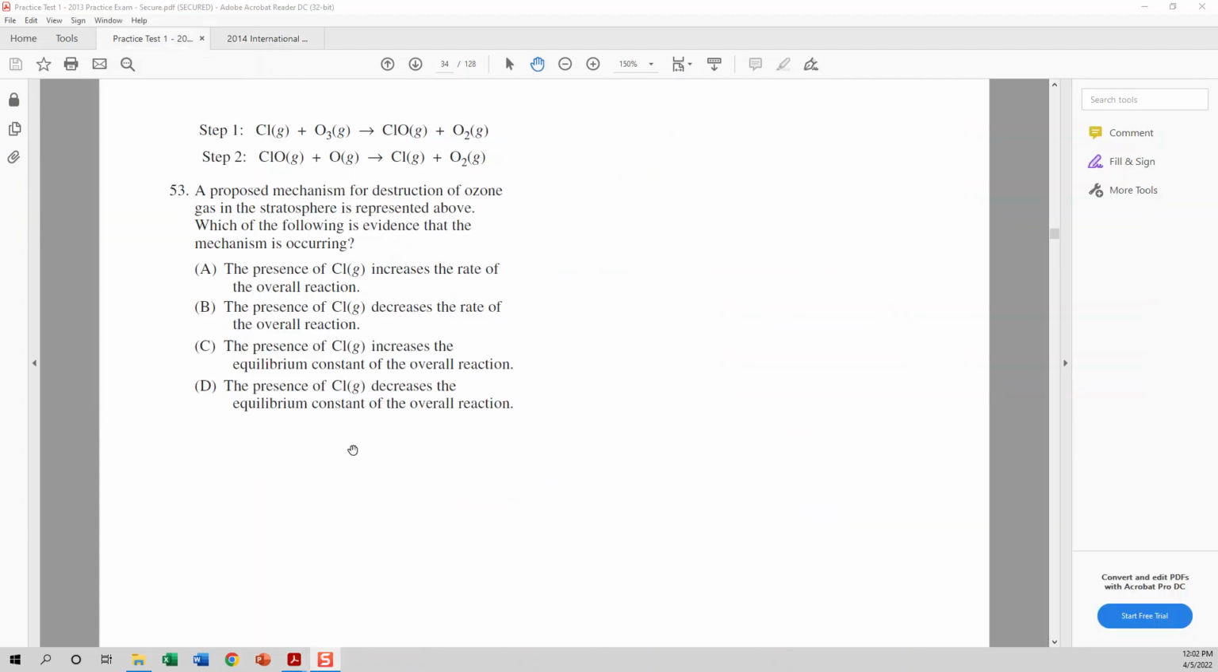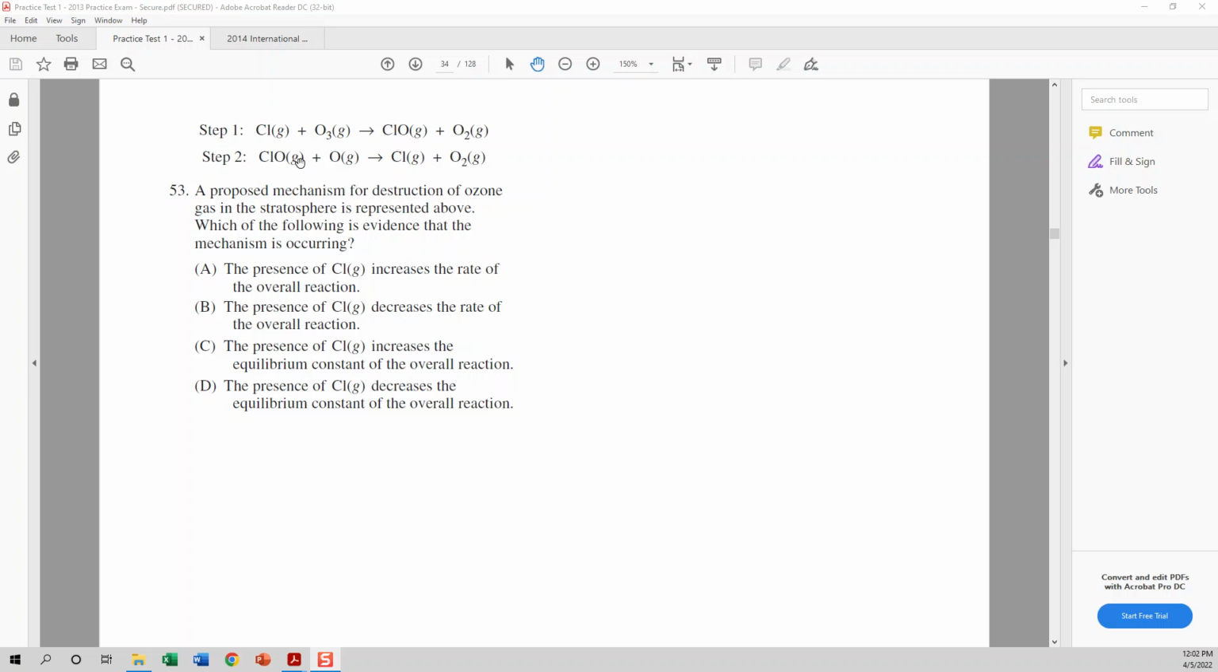All right, so here is another mechanism. Okay, so if we wanted to, we could add this reaction up. So let's just look at this reaction mechanism here and identify the intermediate if we have one. So the intermediate in this mechanism would be ClO, chlorine monoxide. ClO cancels out this way, so that would be our intermediate.